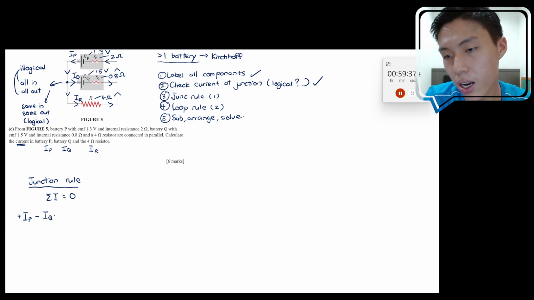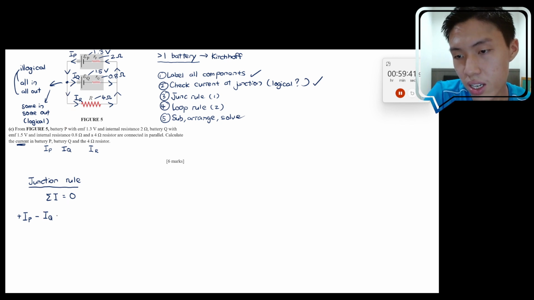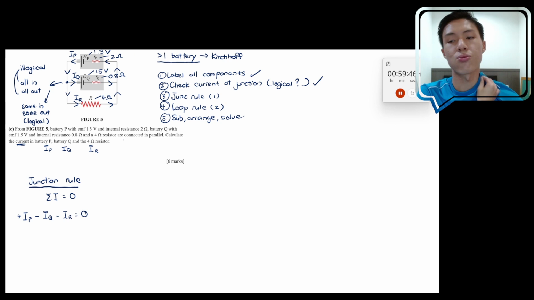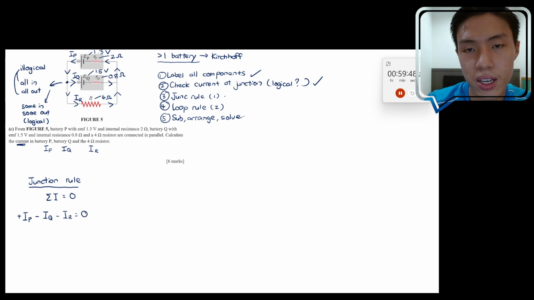Next, IR. IR is flowing out of the junction, so that is negative as well. Okay, so we build our equation for junction. Okay, done. Next, we move on to loop rule.